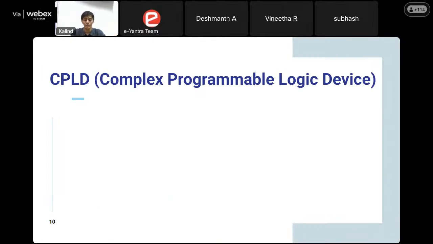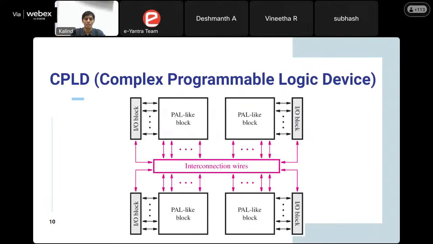After SPLDs, CPLDs, which are nothing but complex programmable logic devices, came into existence. And this is how a CPLD architecture looks. You have a pool of PAL-like blocks. These PAL-like blocks can be a combination of PALs as well as PLAs. In general it is called PAL, so it doesn't mean that only PAL exists over here. It can be PLA as well.